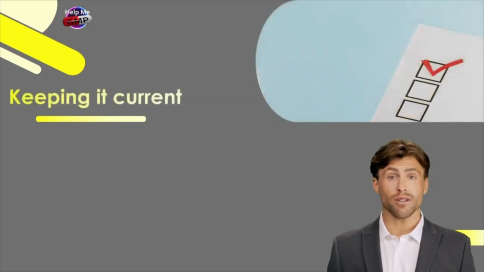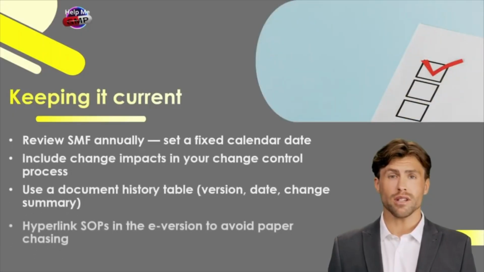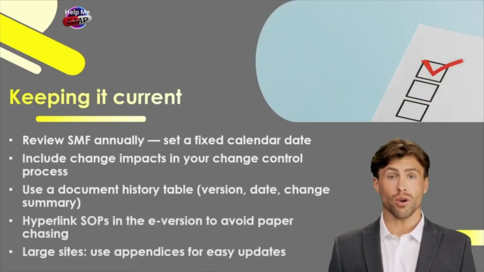Set a hard calendar event to review the SMF every 12 months and include consideration of the impact of change within your change control procedure. Use a document history table to list version, effective date, and a short summary of changes between versions. Provide hyperlinks to underpinning SOPs in the electronic version so you are never chasing paper on inspection day.